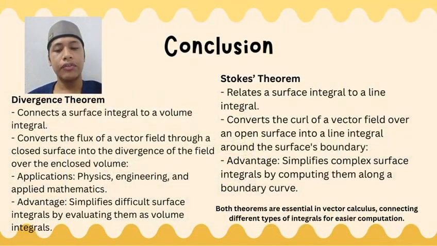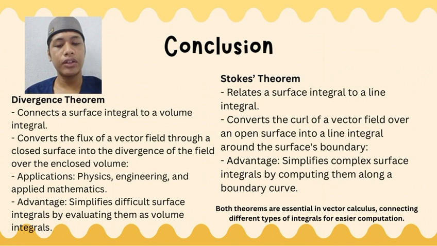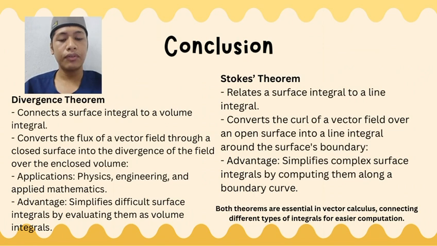So for the conclusion, the divergence theorem connects a surface integral to a volume integral, converting the flux of a vector field through a closed surface into the divergence of the field over the enclosed volume. Applications are in physics, engineering, and mathematics. For the advantage, it simplifies a difficult surface integral by converting it into a volume integral.